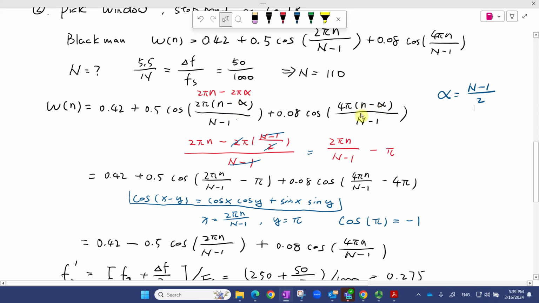For this term is another thing. Okay, for this term, you can see that. Let me draw here. This term is 4 pi n minus 4 pi multiplied with n minus 1 over 2, right? That's the alpha, divided by n minus 1. Okay, so it is 4 pi n over n minus 1 minus this one cancelled at 4 pi.